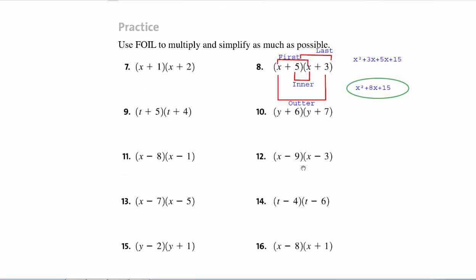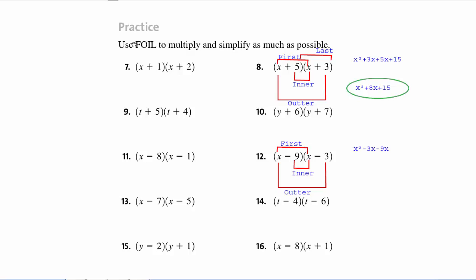Let's try number 12. Okay, we have x minus 9 times x minus 3. Again, we're going to use FOIL, so we multiply the first terms. That leaves us with x squared. So here are our outer terms, right? The O in FOIL. That would be x times negative 3, which we'll call negative 3x. Then we handle the I, which will be inner terms. And we'll have negative 9 times x, or negative 9x.